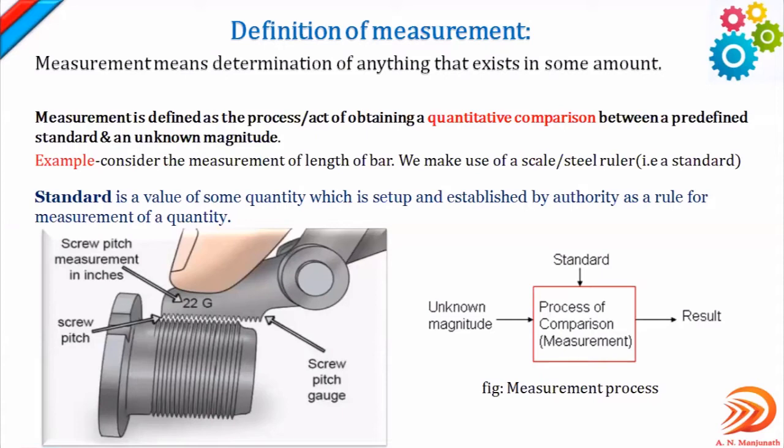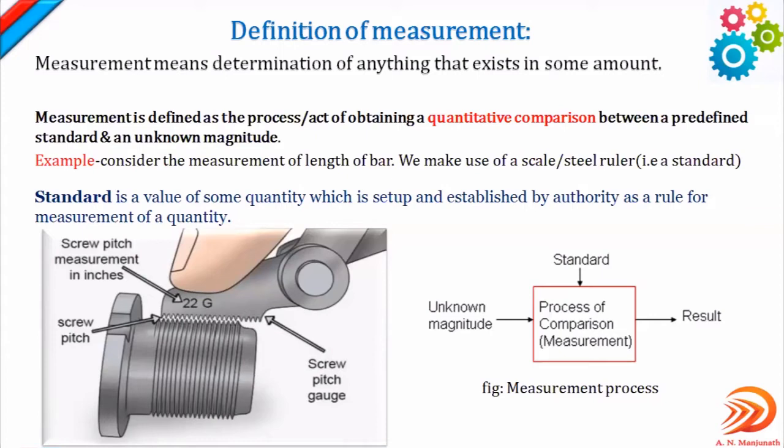But coming to the definition of it, measurement is considered to be a process or an act of obtaining a quantitative comparison. It is a quantitative comparison between a predetermined standard and the unknown magnitude. Measurement is the process or an act of comparing. Which type of comparison? Quantitative comparison between the predetermined standard and the unknown quantity or unknown magnitude. That is what the definition of measurement is about, right?